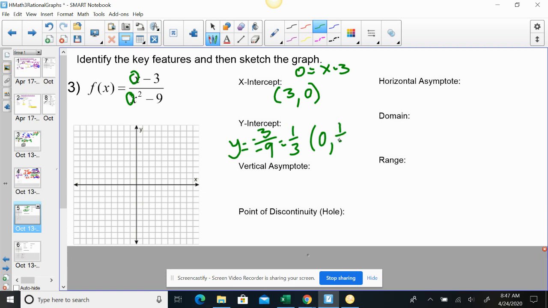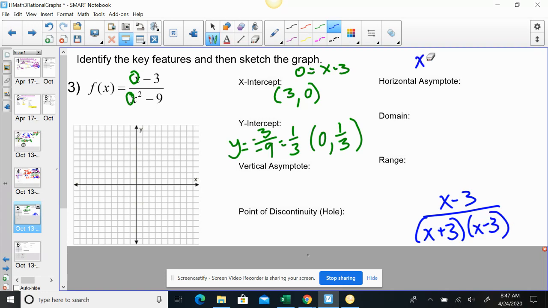So 0, 1/3. Vertical asymptote, I want to factor. So can't factor the top. The bottom is a difference of squares, so x plus 3, x minus 3. So I know my restrictions now. What plus 3 is 0, negative 3. What minus 3 is 0, positive 3. So these denominator values, factors, give me my restrictions. So x cannot equal 3, which means I do not have an x-intercept at 3.